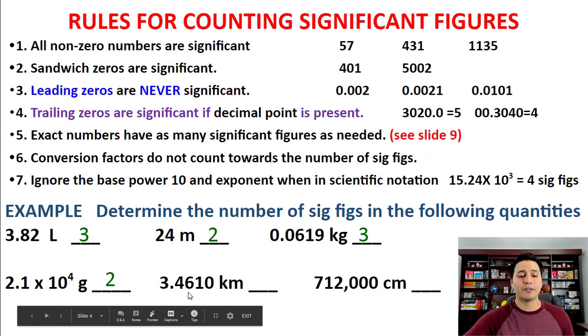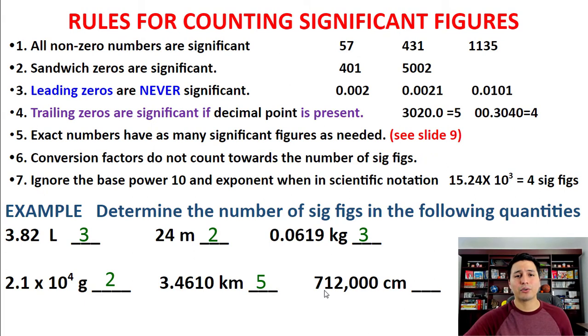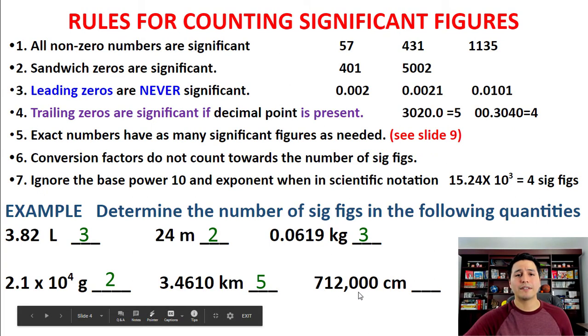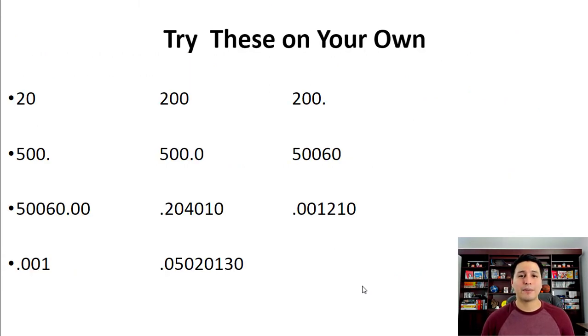Here we have a trailing 0, so we got 5. Lastly, we have 712,000. Now notice there's no decimal point present, so we only got a total of 3 significant figures there. So I want you to go ahead and pause this video and try these by yourself now.